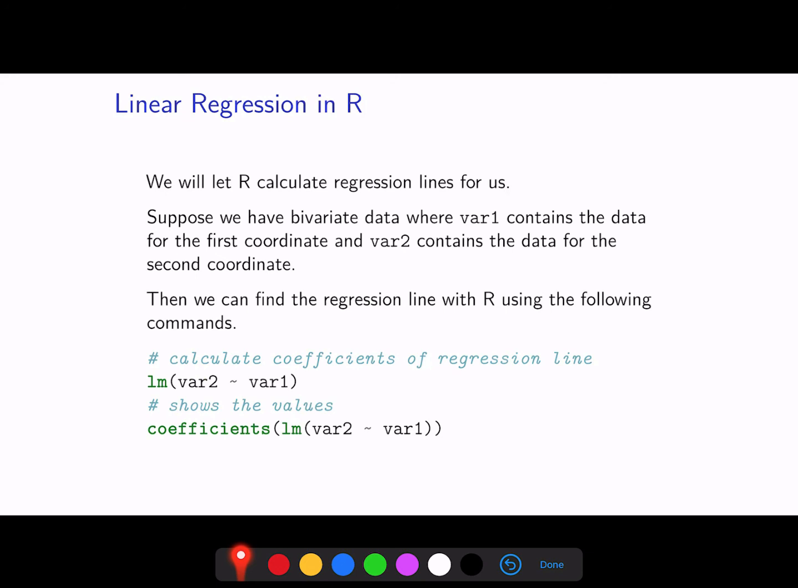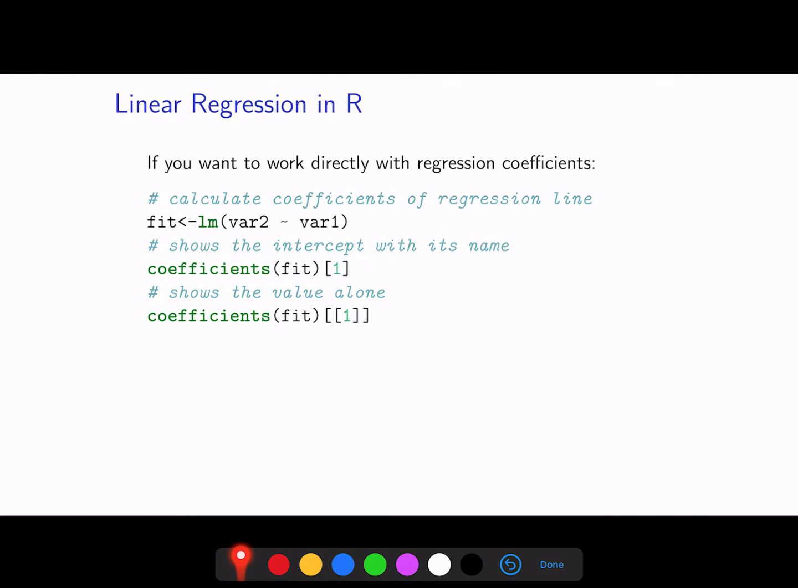If you want to see the coefficients that are generated by R, use the command coefficients and put your command inside that, and R will show you. If you want to work directly with those coefficients, maybe give a name to the linear model you create. Then you can execute coefficients and put in this case I said fit. And here if you use the square bracket 1, it'll tell you what the value is and what the name is. In this case it's going to be the intercept. But if you only want the number, then you have to put a double square bracket.